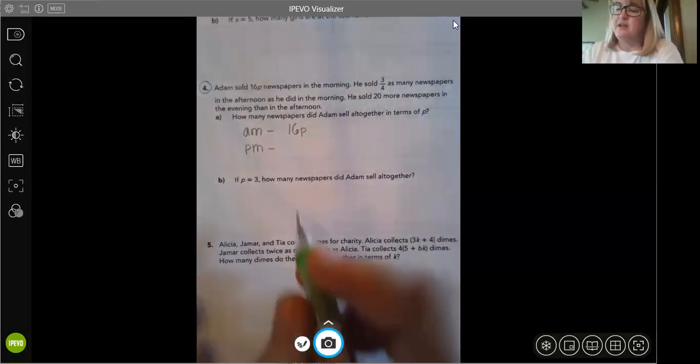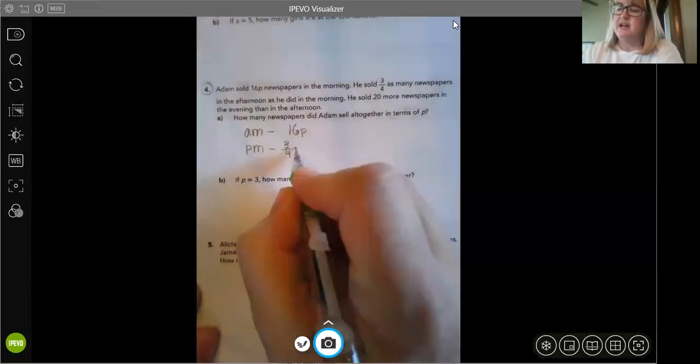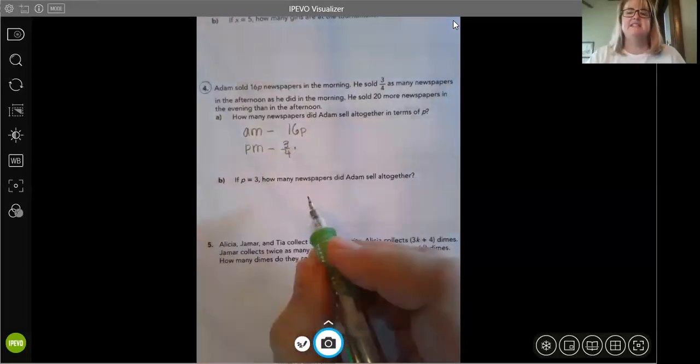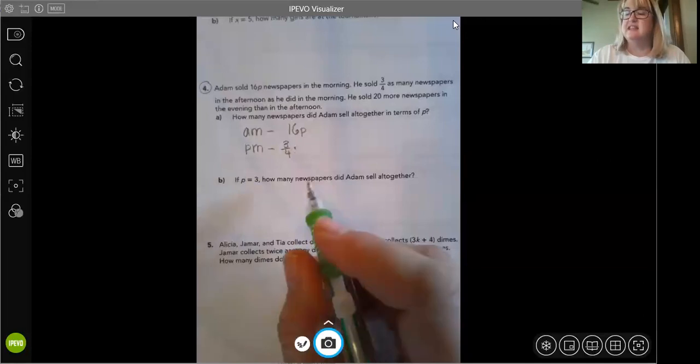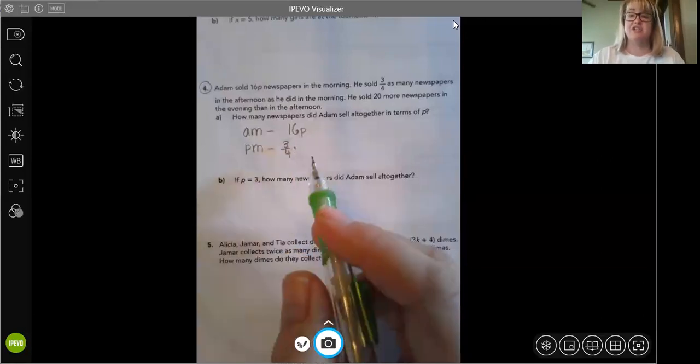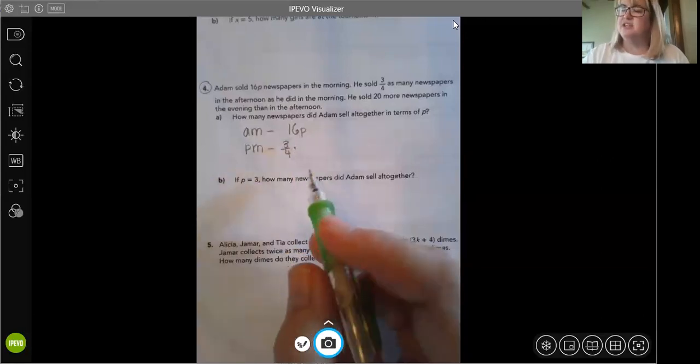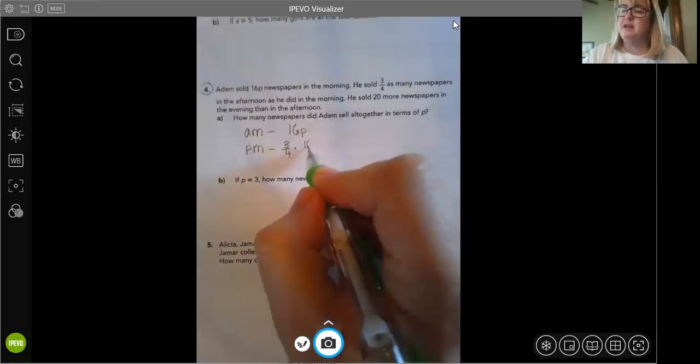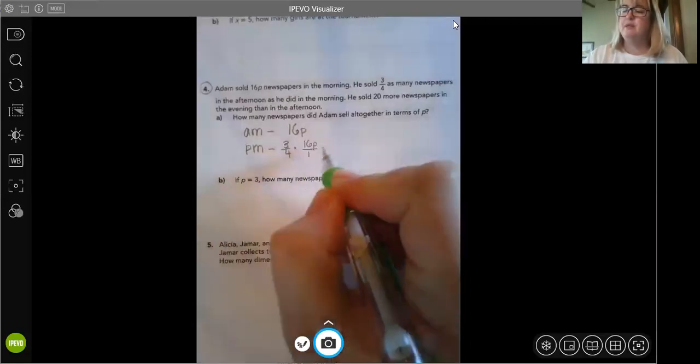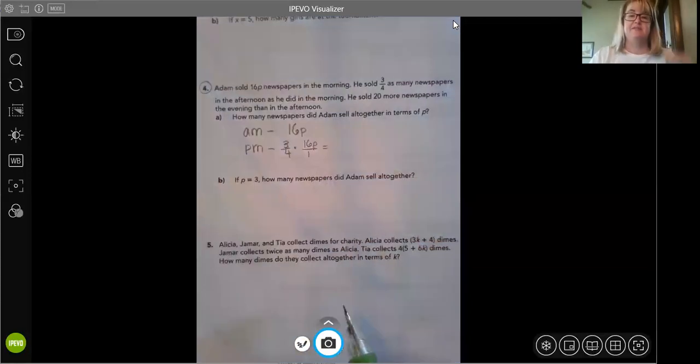So let's do that. 3/4 times. Now instead of writing 16p like this, we are going to write it as a fraction. And to write it as a fraction, it would be 16p over 1. And let's go ahead and simplify that.